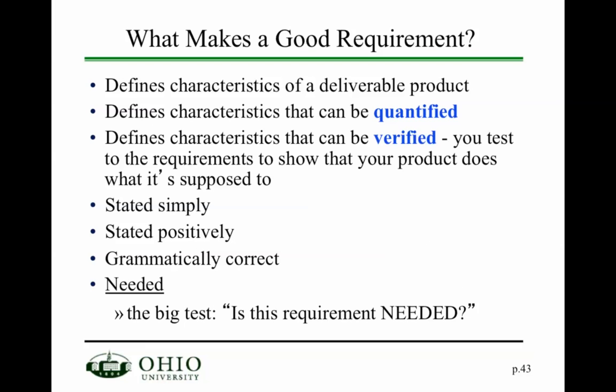Okay, so what makes a good requirement? A good requirement describes characteristics of the deliverable product of the system, things that it needs to be able to do. You also want to make sure that these characteristics can be quantified and, second of all, can be verified. You must be able to perform a test. This test will then indicate that your product is exactly doing what it's supposed to do.